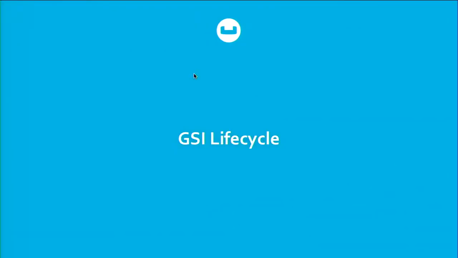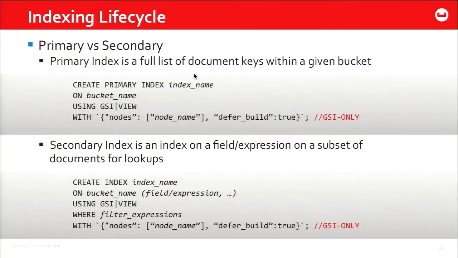Let's talk about the lifecycle. This is where the architecture stuff ends, and we'll get a little more hands-on. All right, so this is how you create these. There are 2 types of indexes. Indexers are separate concepts. Those are the views versus GSI.